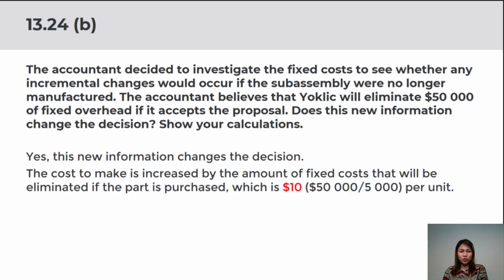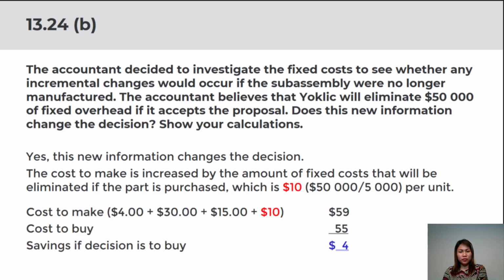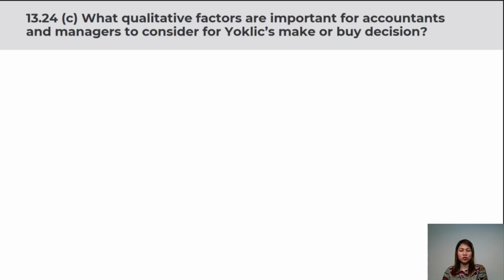How? Because the cost to make is now increased by the amount of fixed cost that will be eliminated or avoided if the part is purchased, which is $10, equal to 50,000 in total divided by 5,000 per unit. Now the cost to make will be 4 plus 30 plus 15 plus an extra $10 avoidable fixed cost. That in total will be equal to $59. Cost to buy is still the same, $55. Therefore, the saving for the company if they decide to buy is $4.